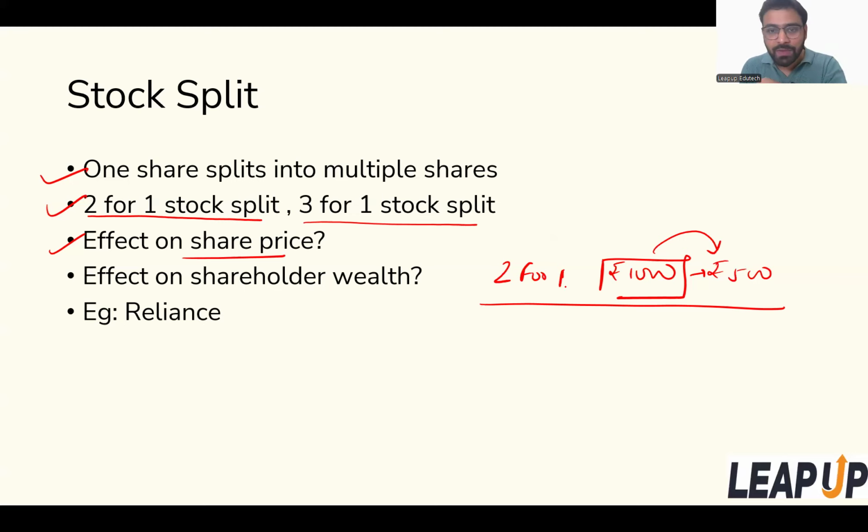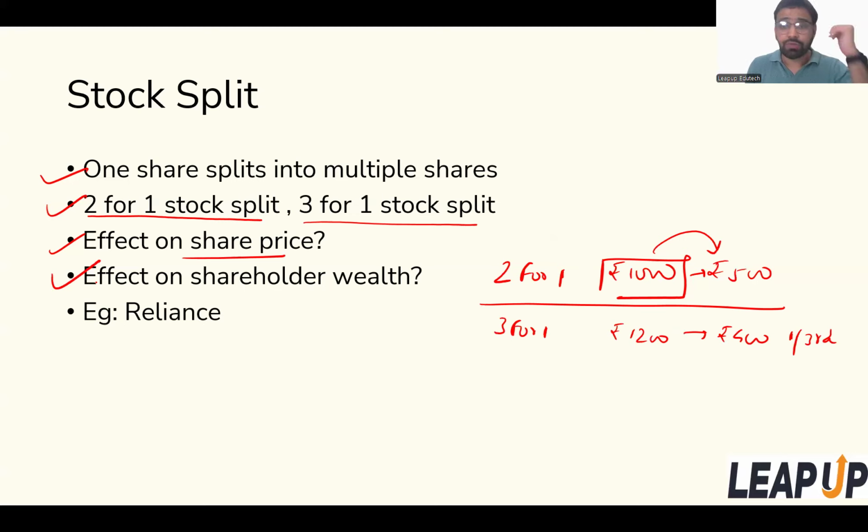That is exactly half. Now, if there's a 3-for-1 stock split, let's say, for example, the stock price is rupees 1,200, what will happen to your stock price as a result of that? Your stock price will fall to rupees 400. That is one third as a result of a 3-for-1 stock split. In case of 2-for-1, exactly by one half.